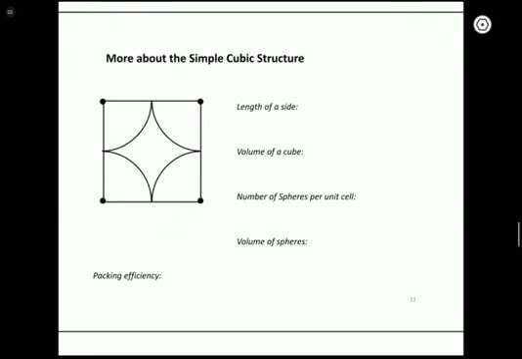Okay, so for simple cubic, the geometry is pretty simple. I took geometry a long time ago, back in 1999, so it took a little bit of time for this to come back to me.